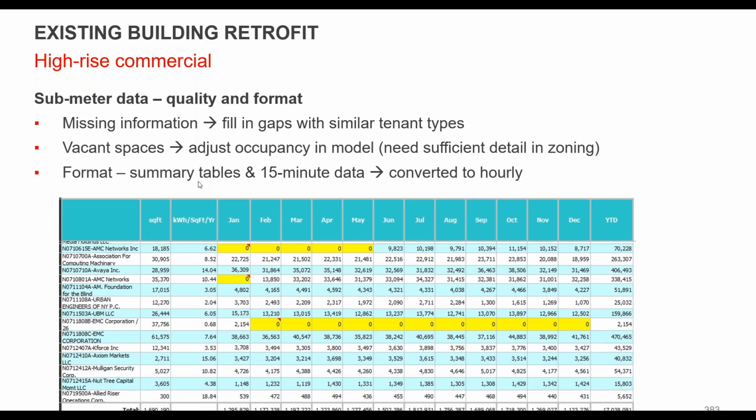And sometimes you might get the data in a format that's not super helpful, right? So this specific model was running hourly data, and we received everything in 15 minutes, right? So you have to also translate your 15-minute data into hourly data to make it useful for creating these model schedules.